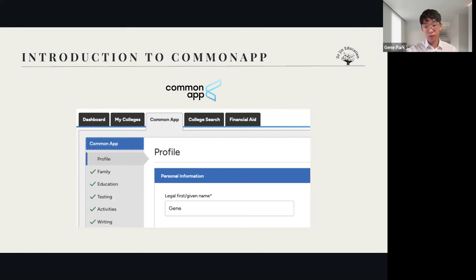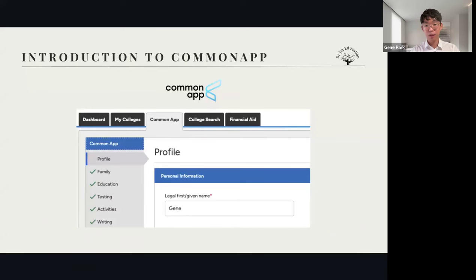Now, this is also where you submit your SAT scores and any other scores you have. So that's under testing. And of course, your educational record here. And you also have a section here for financial aid applications, which determines your eligibility for financial aid, which we'll talk about later. And most importantly, of course, this is where you have all of your writing. This is where you submit all of your essays.